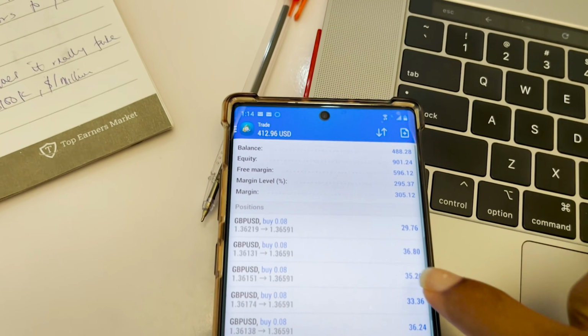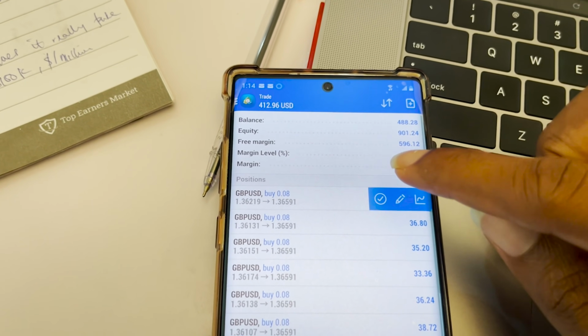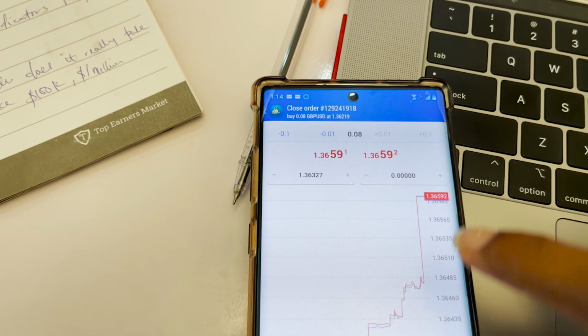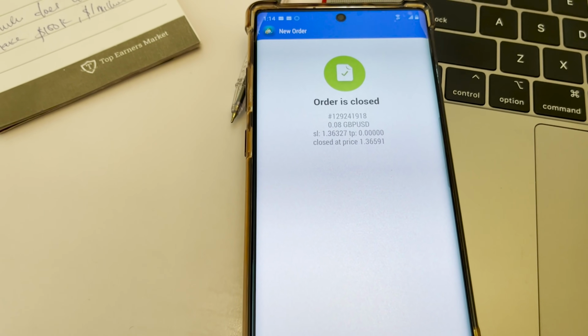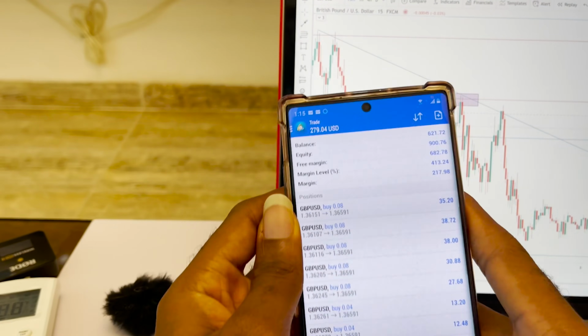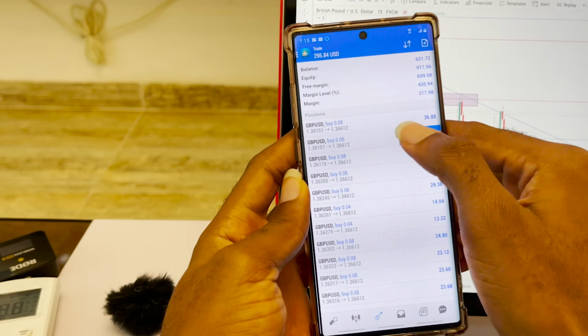All right, let's go ahead and start closing now. For me to close out, I'm just going to swipe to the left and click this check sign. When I click the check sign, then I'm going to click close right here. So that's order completed.